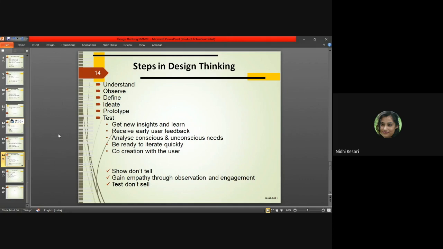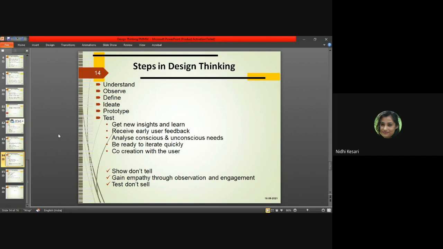But if not, then ask the user what changes they are still looking forward to, and incorporate those changes and go back to the user again to ask whether now the product is foolproof, this is exactly what you wanted, will this serve your need or not. So testing is a very powerful way in design thinking, where you co-create with the user. So what you have to keep in mind is number one, show, don't tell. Gain empathy through observation and engagement again.